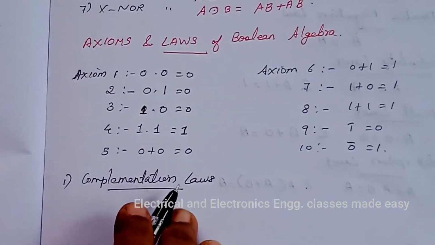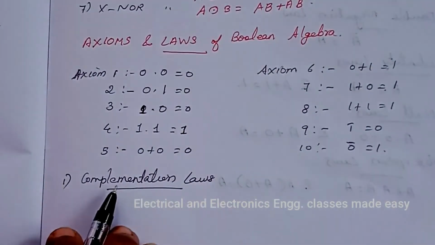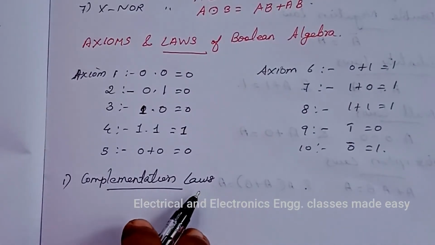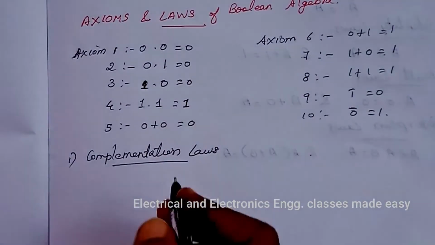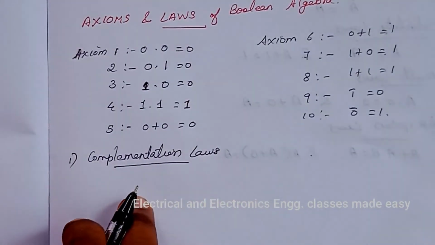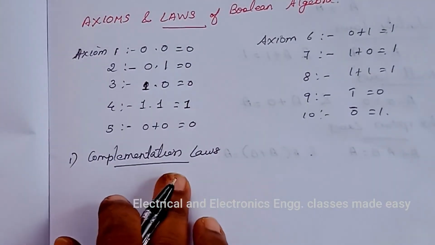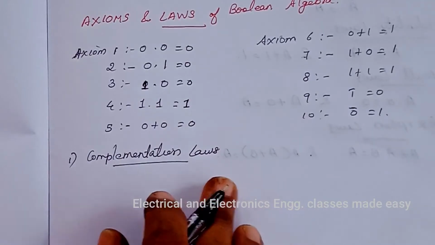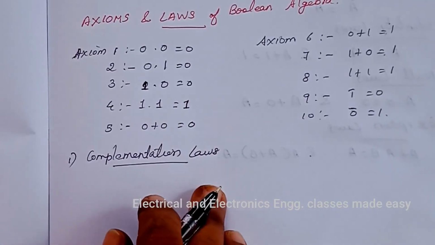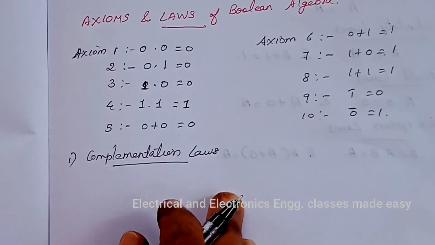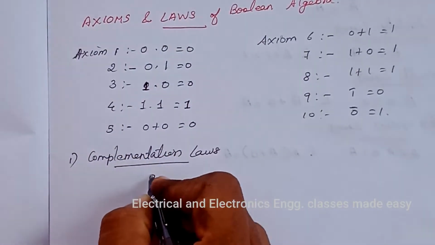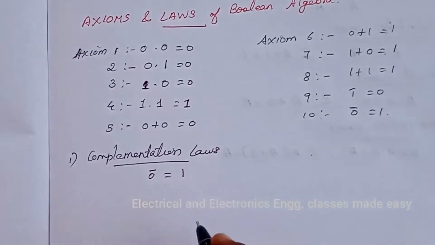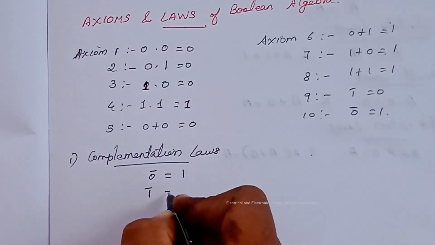Next is laws of Boolean algebra. First one is complementation laws. The term complement simply means to invert, that is to change zeros to ones and ones to zeros. The complementation laws are 0 bar equal to 1, 1 bar equal to 0.